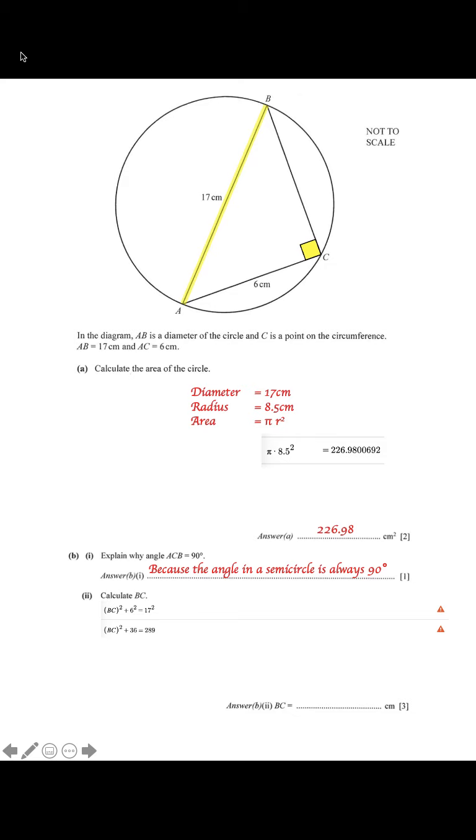So tidying that all up, BC squared plus 36 equals 289. Take away 36 from both sides to get BC squared equals 253. And square root both sides to get BC is the square root of 253, which comes out to be about 15.9. So again, you can see I punched all this into Desmos just to do the typesetting.